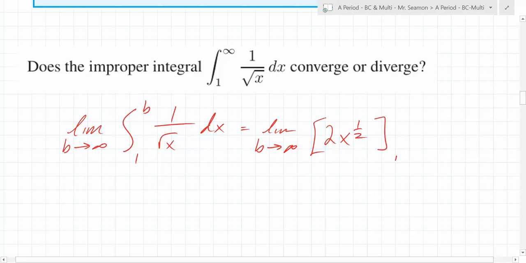And you're going from 1 to what? B. I sometimes forget the bar. So what do you end up with here? Can you factor out a 2 from this thing? Yes.